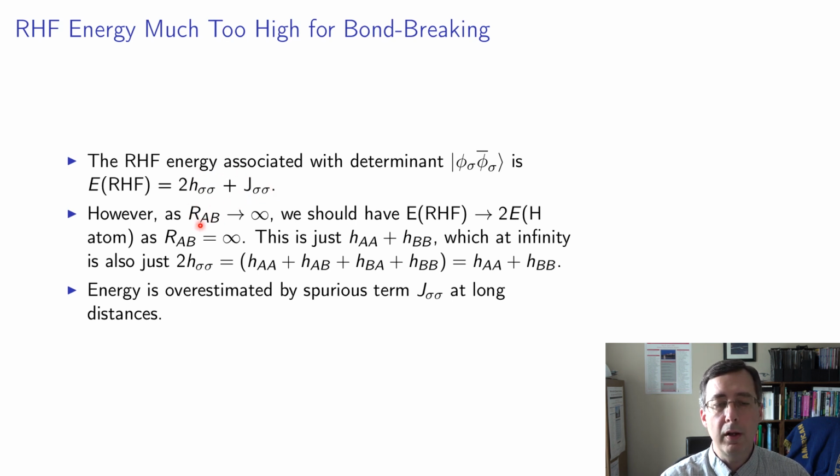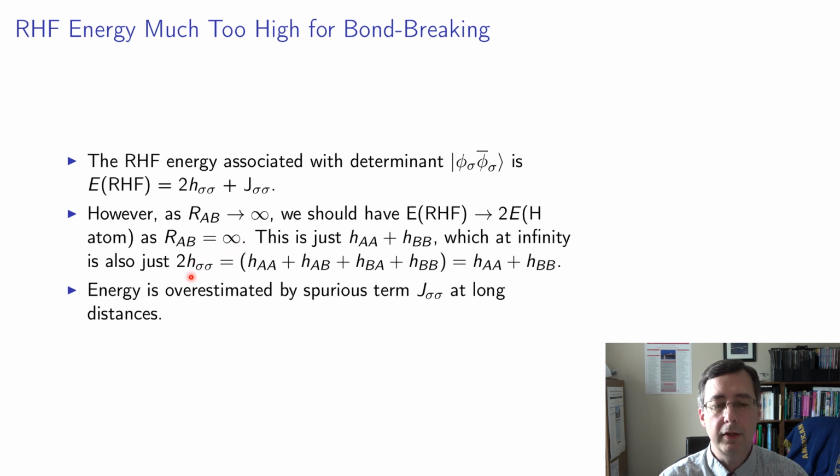But if the bond length gets really large, the energy ought to go to 2 times the energy of a single hydrogen atom. What's the energy of a single hydrogen atom? Well, it's just a single H term. There's no J terms, there's no K terms. So in this case, in terms of atomic orbitals, it ought to turn into HAA plus HBB, and at infinity, A and B are equivalent to each other. It doesn't really matter.